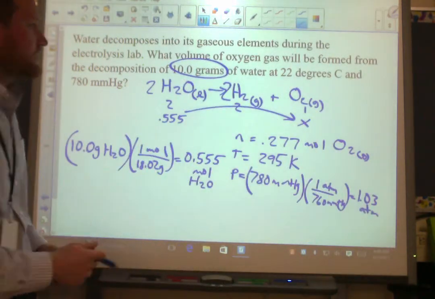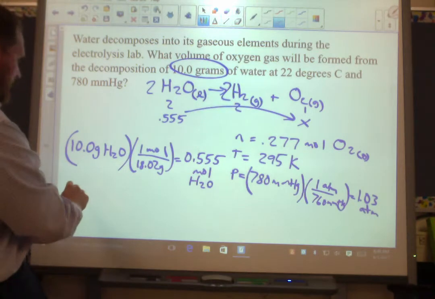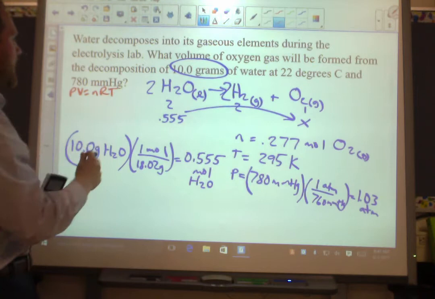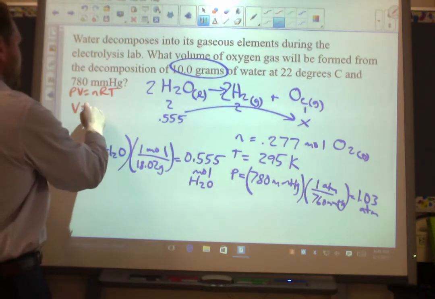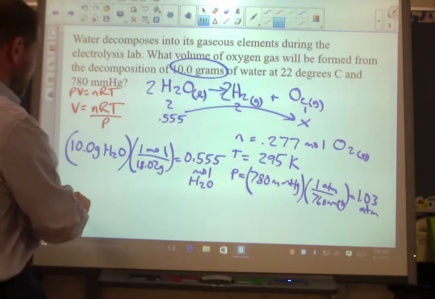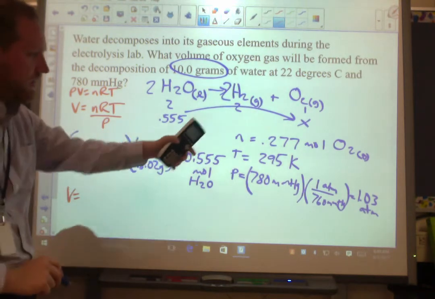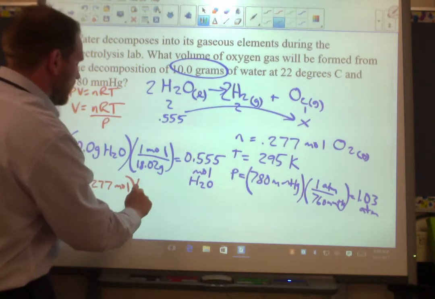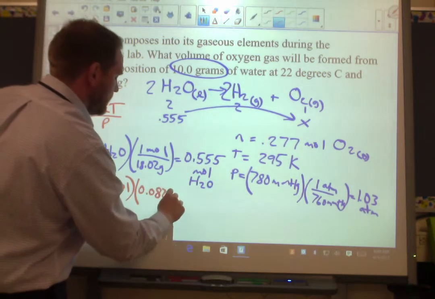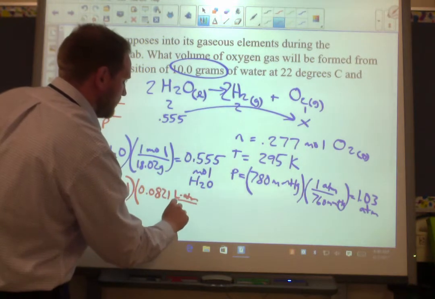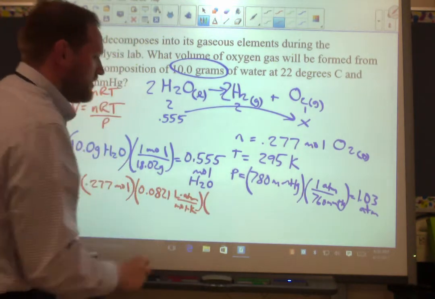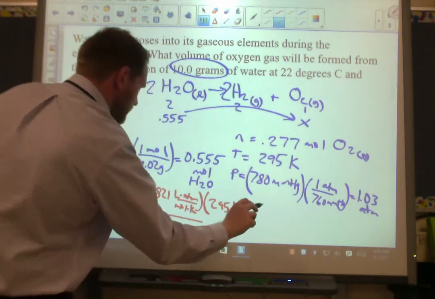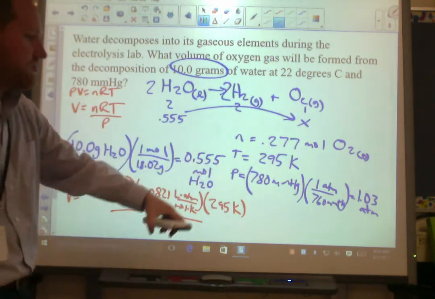Okay, so let's work through the math. I'll see if I can squeeze it in down here. I'll write my formula here. So we're starting with Pivner, PV equals nRT. I'm looking to solve for the volume. V equals nRT over P. V equals, so N is 0.277 moles, R, 0.0821 liters atmospheres over moles Kelvin, T is 295 Kelvin, divided by P, which is 1.03 ATM.